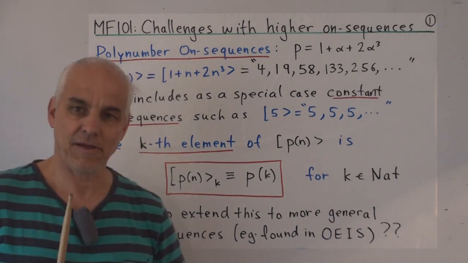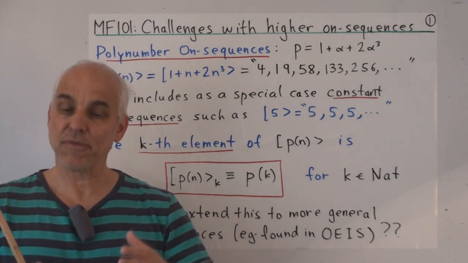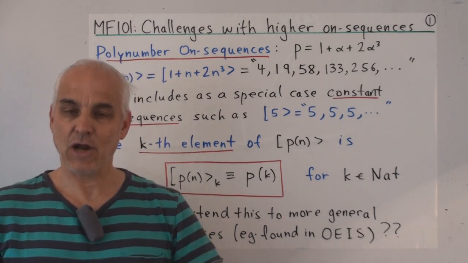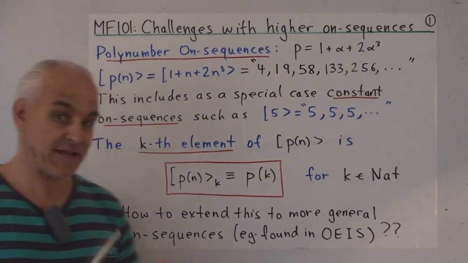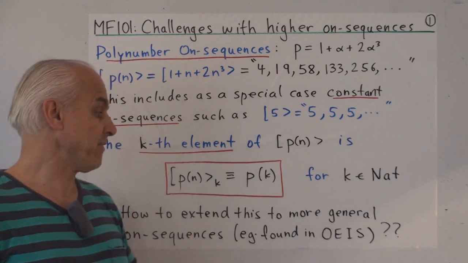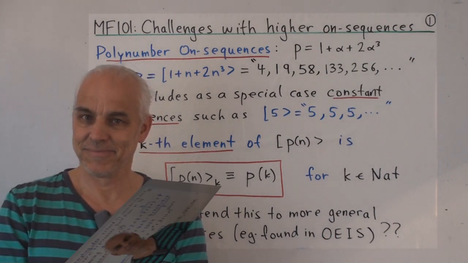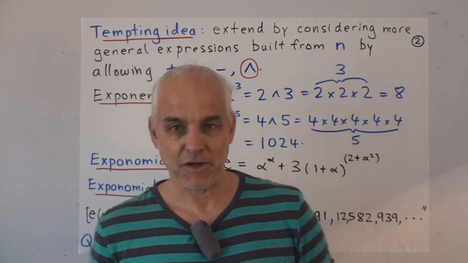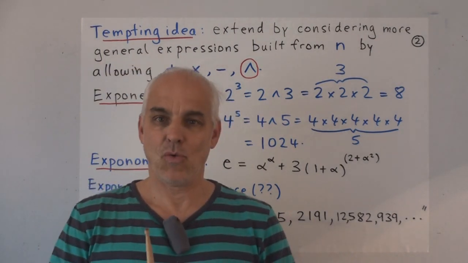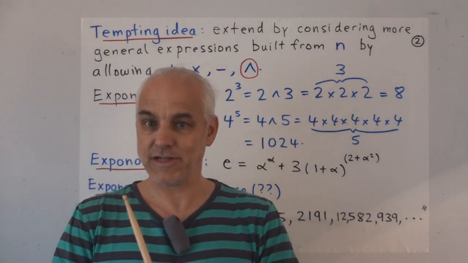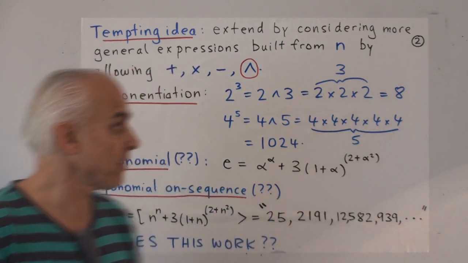All right, so we've got a modest beginning now to studying on sequences. We'd like to now think about how do we go further. How do we extend this to more general on sequences? For example, some of the many sequences found in Sloane's online encyclopedia of integer sequences. A tempting idea is to try to consider more general ways of generating on sequences by going from polynumbers to more general kinds of expressions.